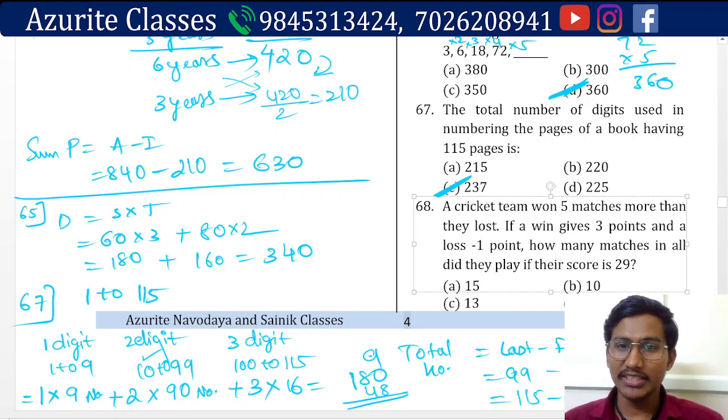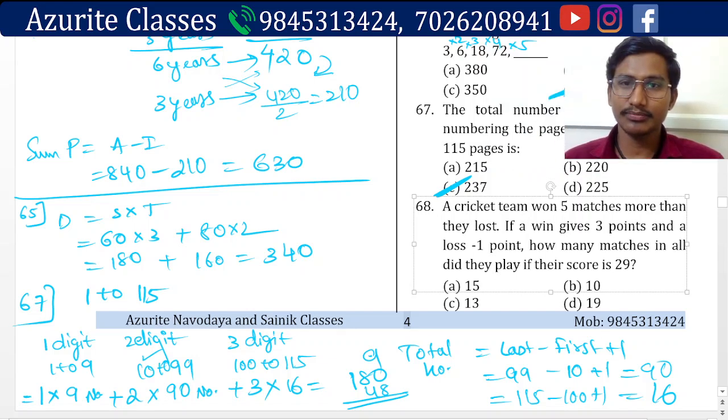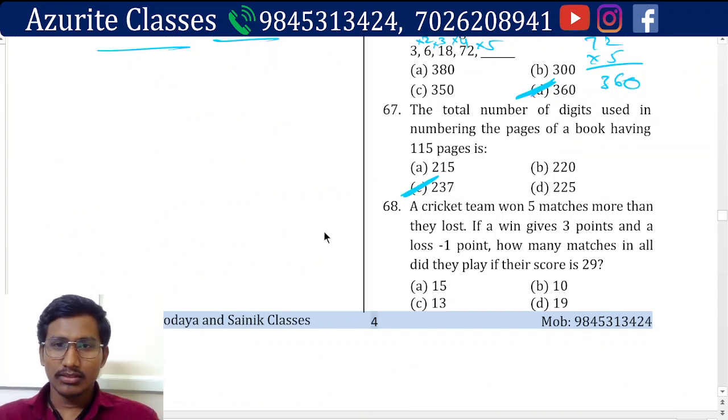Okay, wait here. You're not able to see, right? So okay, fine, I will shift it up. Okay, so I hope you are able to see now. So 68 question we will do. Okay, so students, let us solve 68 now.